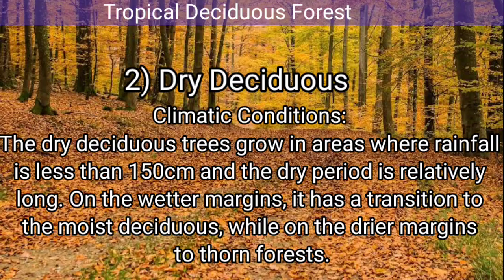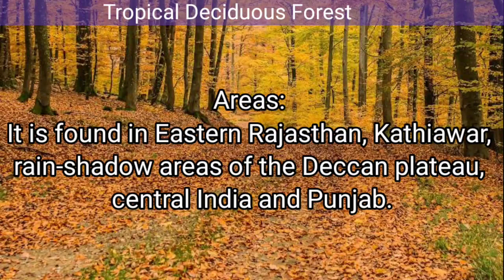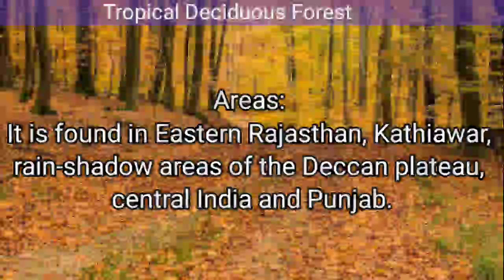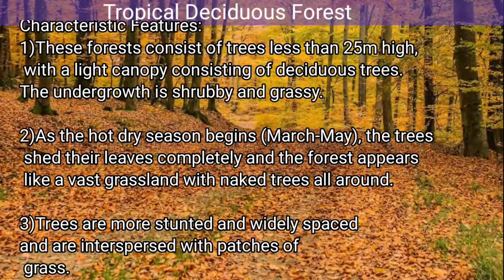Dry deciduous forest grows in areas with 150 centimeters of rainfall, and this is a transition zone between the moist deciduous and the thorn forest. So it lies in between the moist deciduous forest and the dry forest. It is found in eastern Rajasthan, Kathiawar, rain shadow areas of the Deccan Plateau, central India and Punjab.